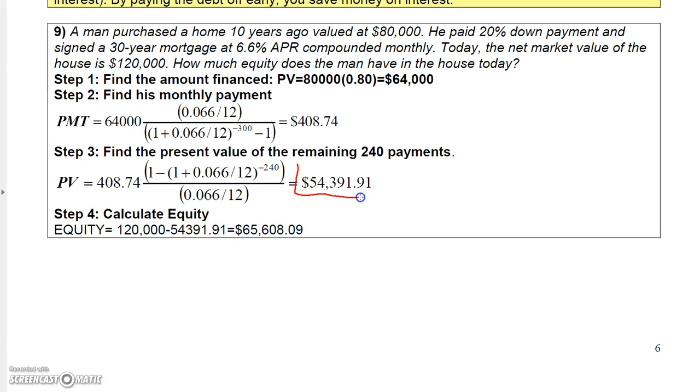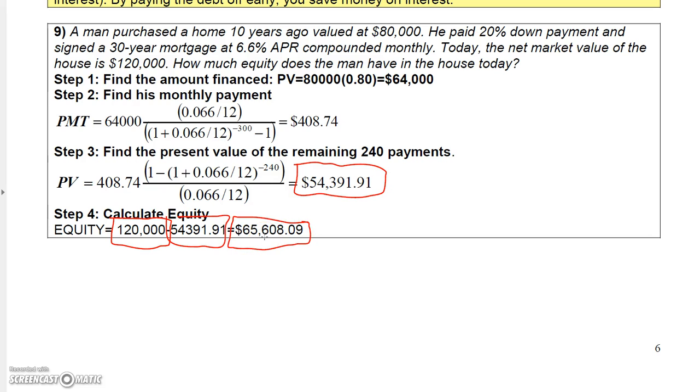$54,391.91. So that means that when they sell their house, they still have to pay that much to the bank. Well, equity is the fair market value, which I gave you to be $120,000, minus what you owe on the home, which is $54,391.91. So when I subtract those two numbers, I actually get $65,608.09. So see, that's equity.